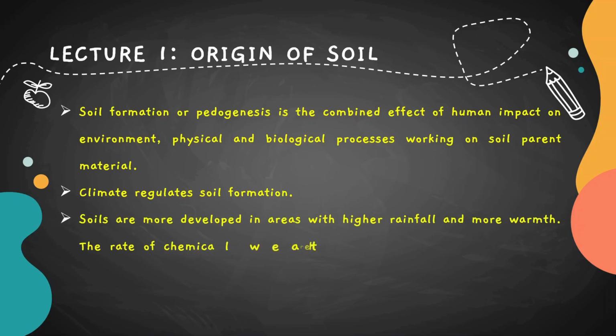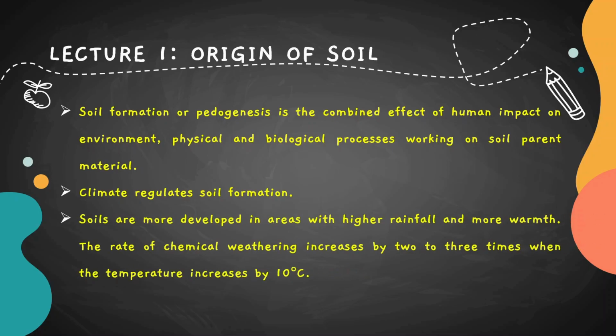So we should also know that soils are more developed in areas with higher rainfall and more warmth. So areas with good amount of rainfall and good amount of temperature will have good quality of soil. So the rate of chemical weathering increases by 2 to 3 times when the temperature increases by 10 degrees centigrade. So the formation of soil, or the weathering of this parent material, that is rock, will increase by 2 to 3 times if the temperature increases by 10 degrees.